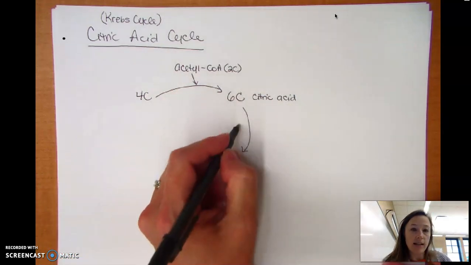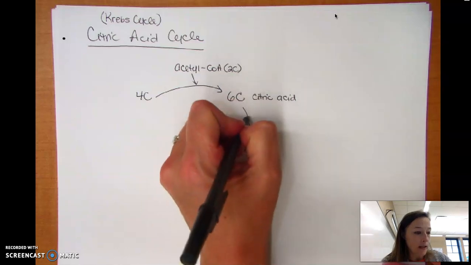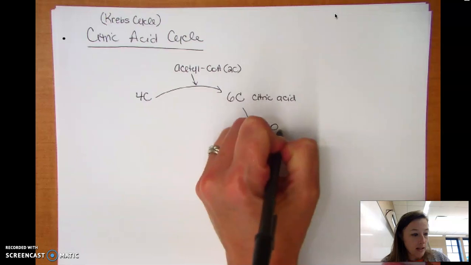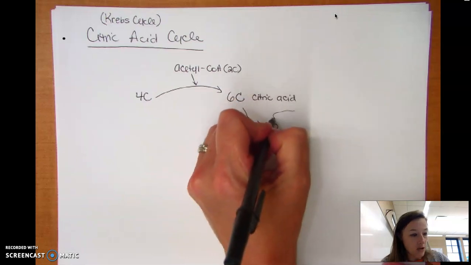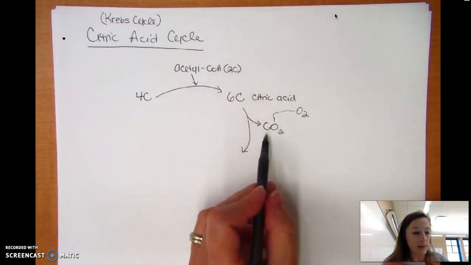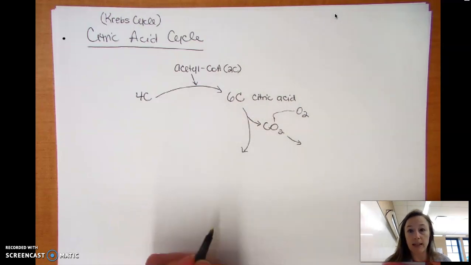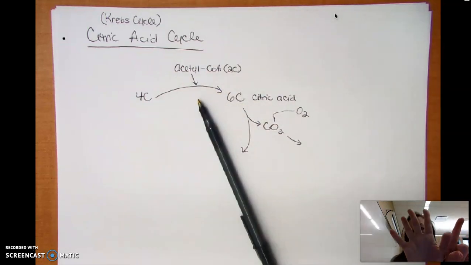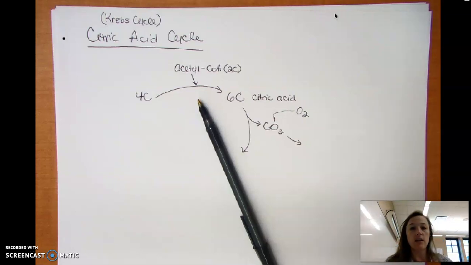Then this citric acid, this 6-carbon molecule, loses a carbon. It's going to leave in the form of CO2. So what happens is we have some atmospheric oxygen come in, pick up the carbon, and leave. Okay? Because we broke a bond, so we had 6 carbons. We broke one off, we're down to 5.